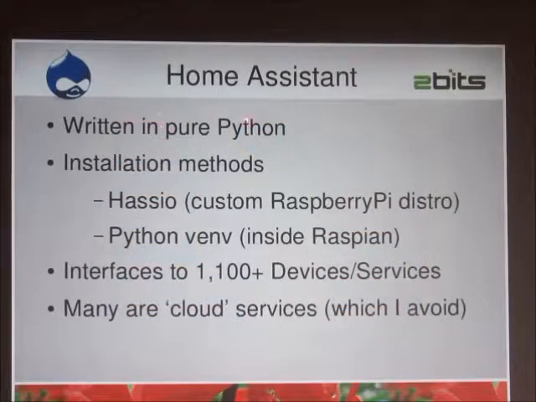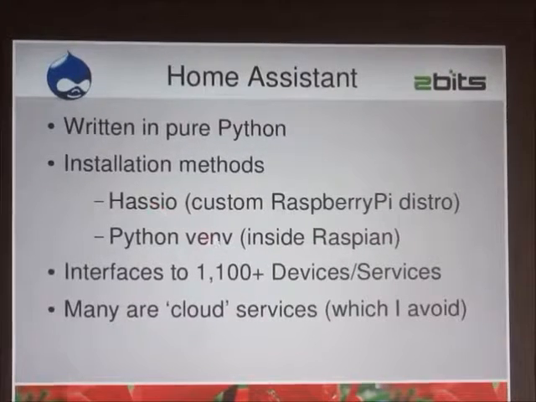So Home Assistant is written in pure Python. It doesn't have any C extensions or anything like that, so it's easy to run on any Linux platform that you have. There are several installation methods. One is called Hass.io, a custom Raspberry Pi distro. I don't like to run my stuff on something that is sort of proprietary.